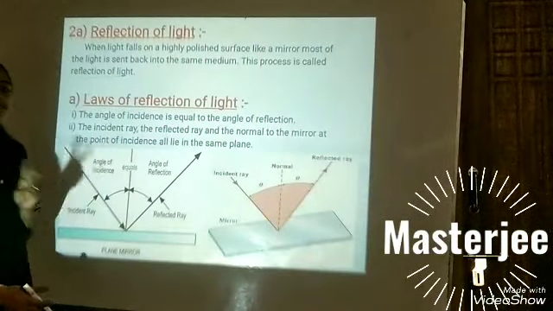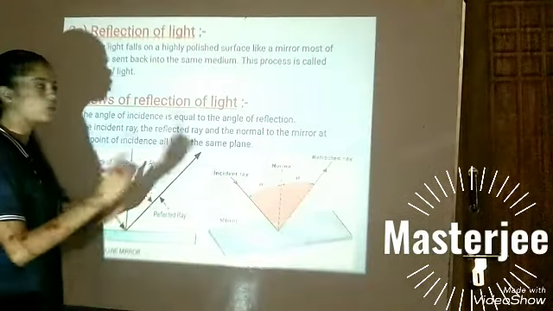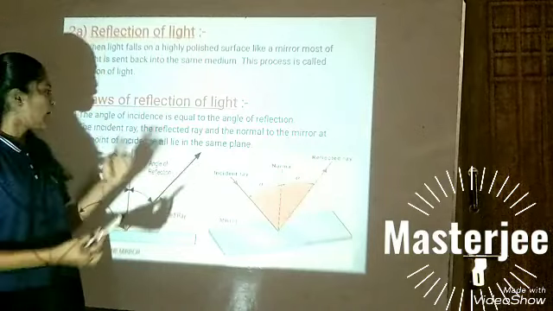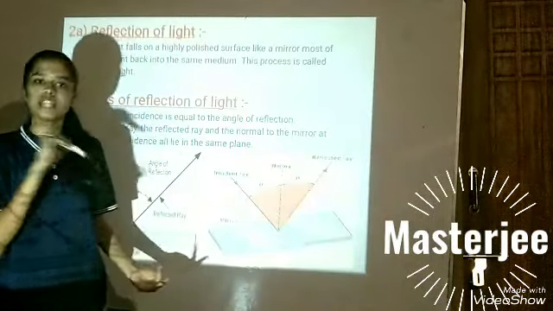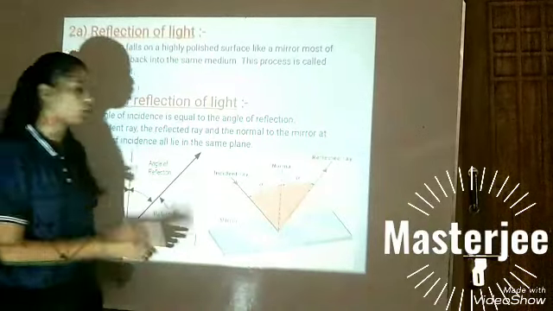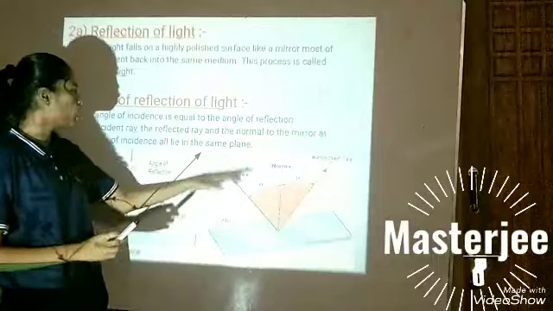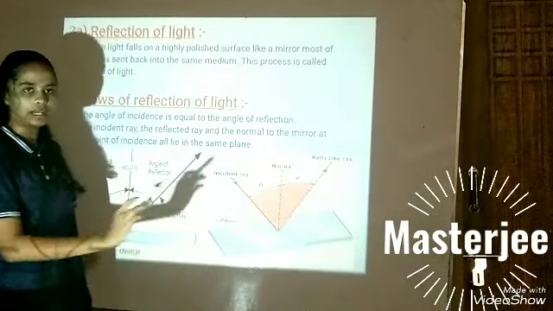Laws of reflection. There are two laws of reflection. The angle of incidence is always equal to the angle of reflection. The angle of incidence and the angle of reflection on any surface will be equal. The incident ray, the reflected ray and the normal at the point of incidence all lie on the same plane.